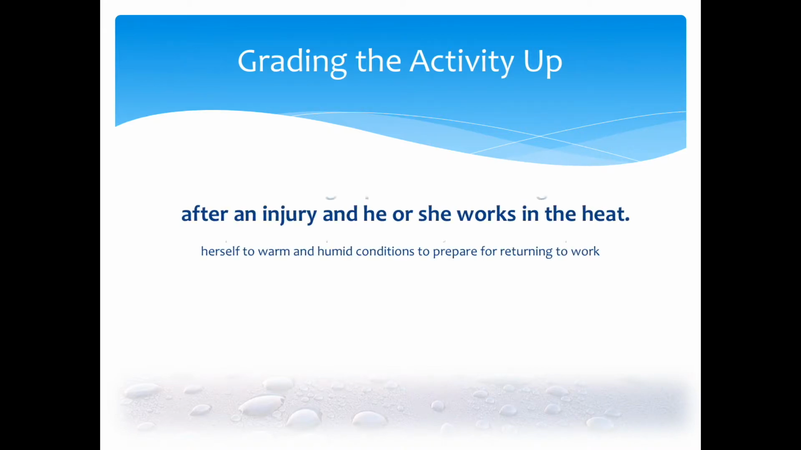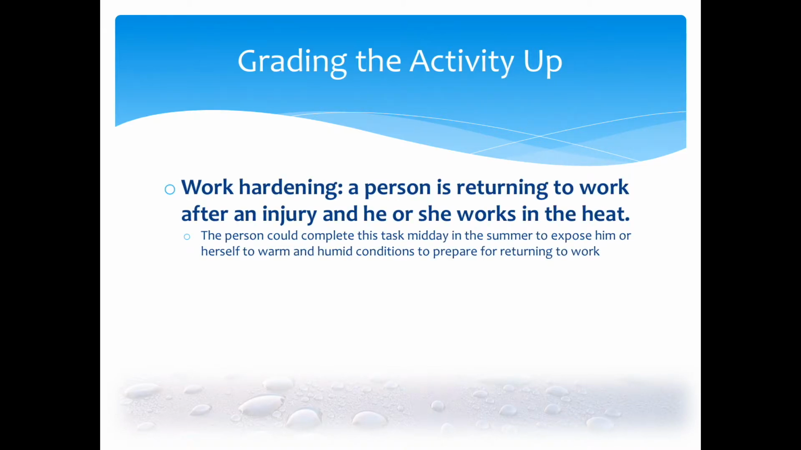If the typical way of completing this task proved too easy, or we wanted to challenge somebody, we could grade the activity up. One way of doing this, for example, would be somebody in a work hardening program. This could be a person returning to work after an injury and they need to work in the heat. This person could complete the task midday in the summer to expose him or herself to warm and humid conditions to prepare for returning to work.